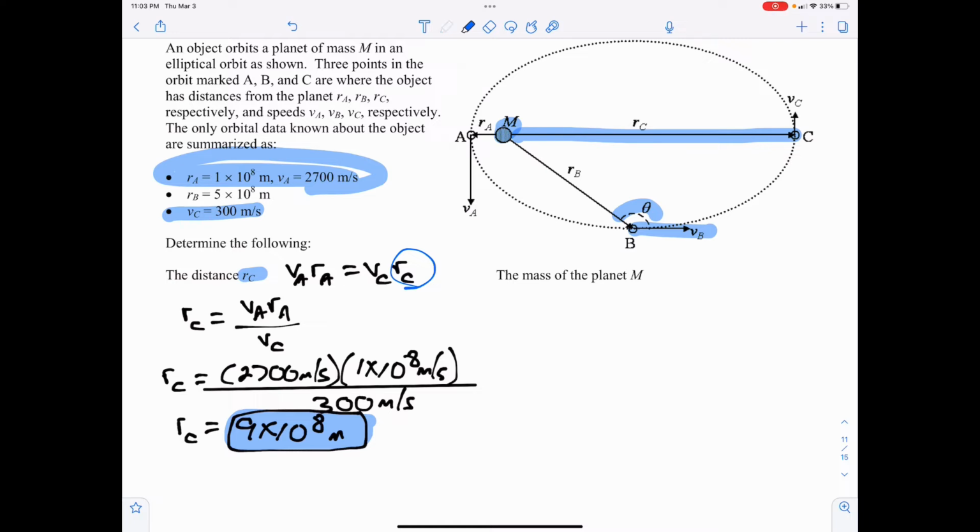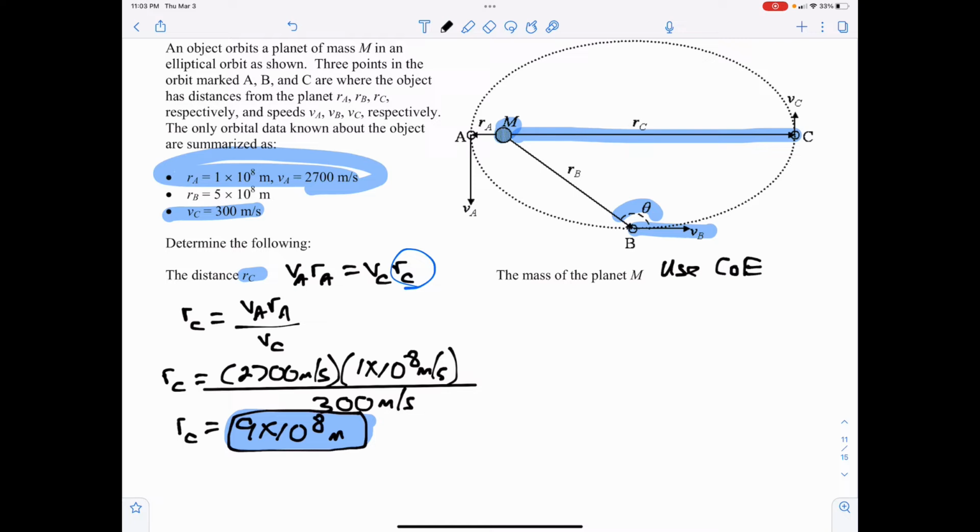To find the mass of the planet, we can use conservation of energy. And how do we do that? Well, total energy remains constant at any 2 points. So what do we know? We know mass and radius. Well, we know the mass of the spacecraft is little m. Now, we don't know what it is, but you'll see that has a canceling effect. We don't really need to know it.